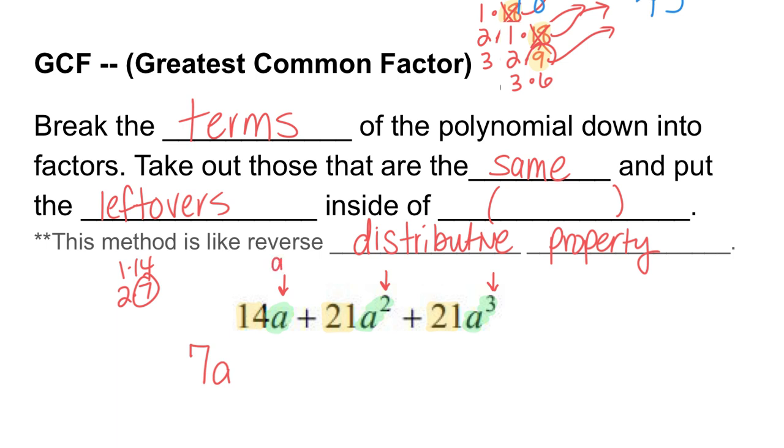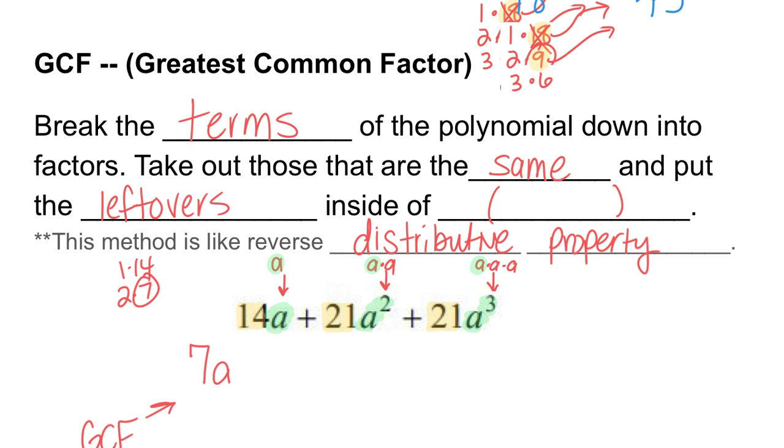So if we have an a here and 2 a's here, and 3 a's here, well, the only part that's the same in all of them would be 1, because the first term only has 1 available, so only 1 a would be common for all three. So 1 a comes out. I don't have to put an exponent of 1 on it. I can just leave it as a. And that becomes my GCF. So the GCF for this is 7a.